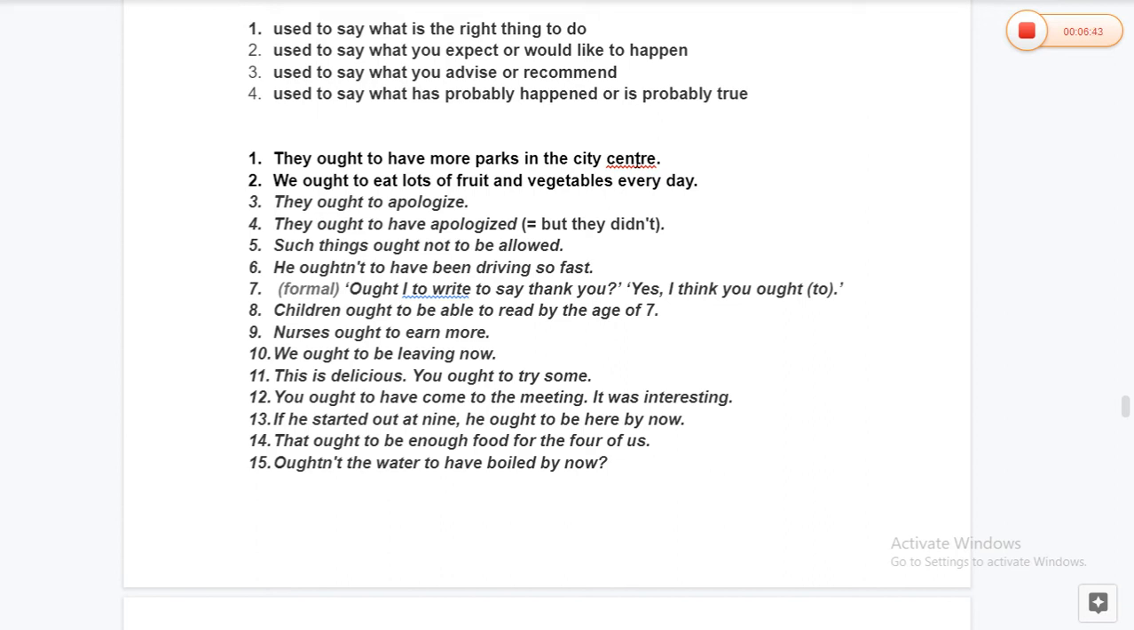This is likelihood. This is some kind of probability. That ought to be enough food for the 4 of us. Ought not the water to have boiled by now?